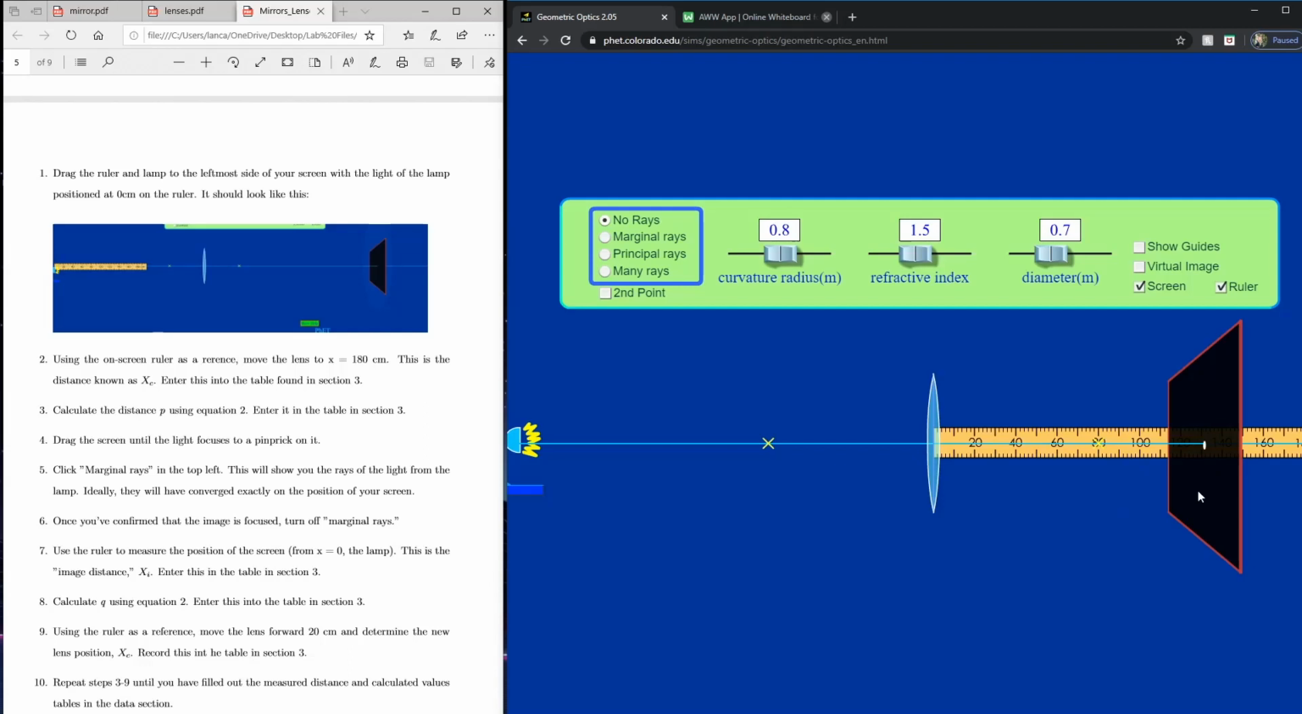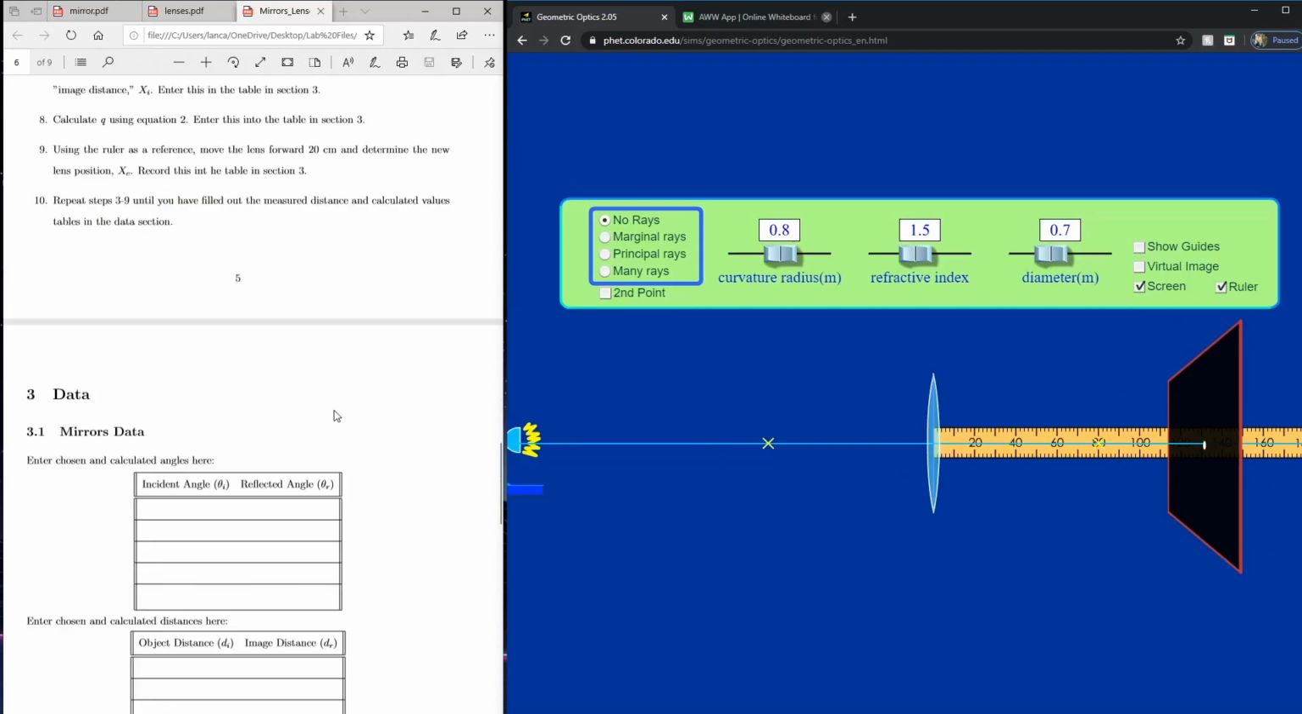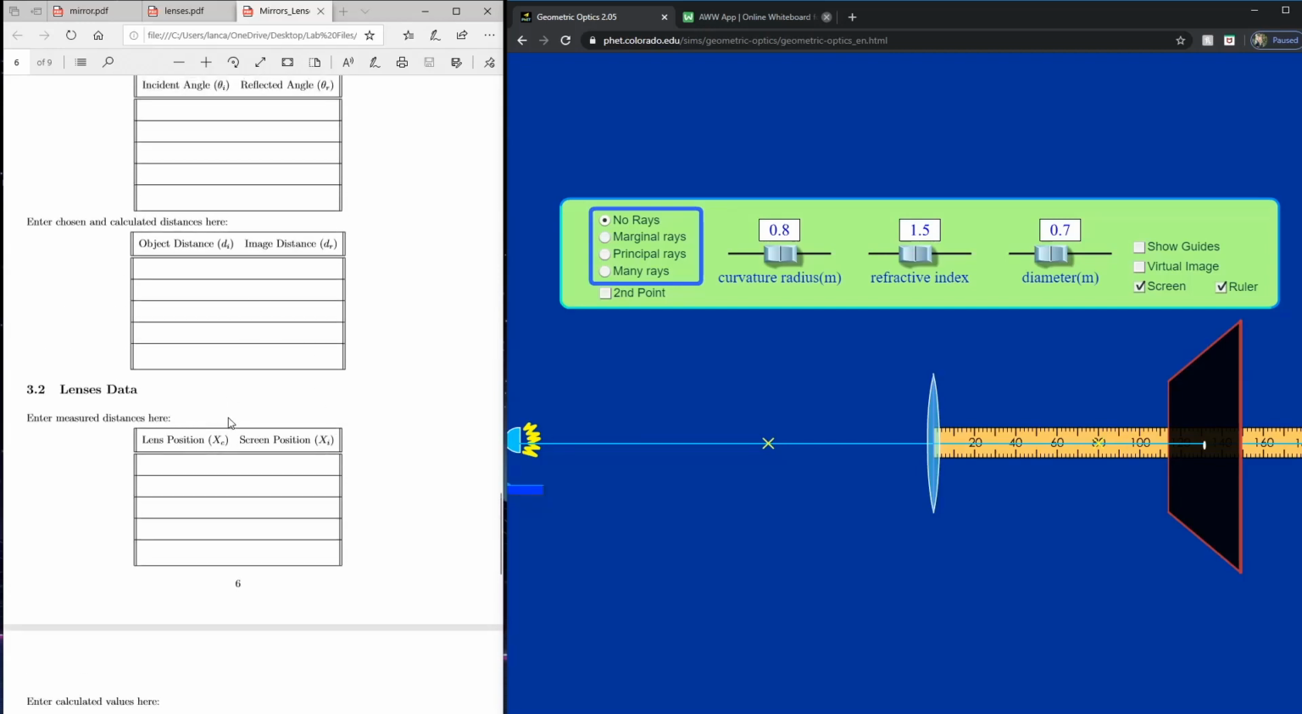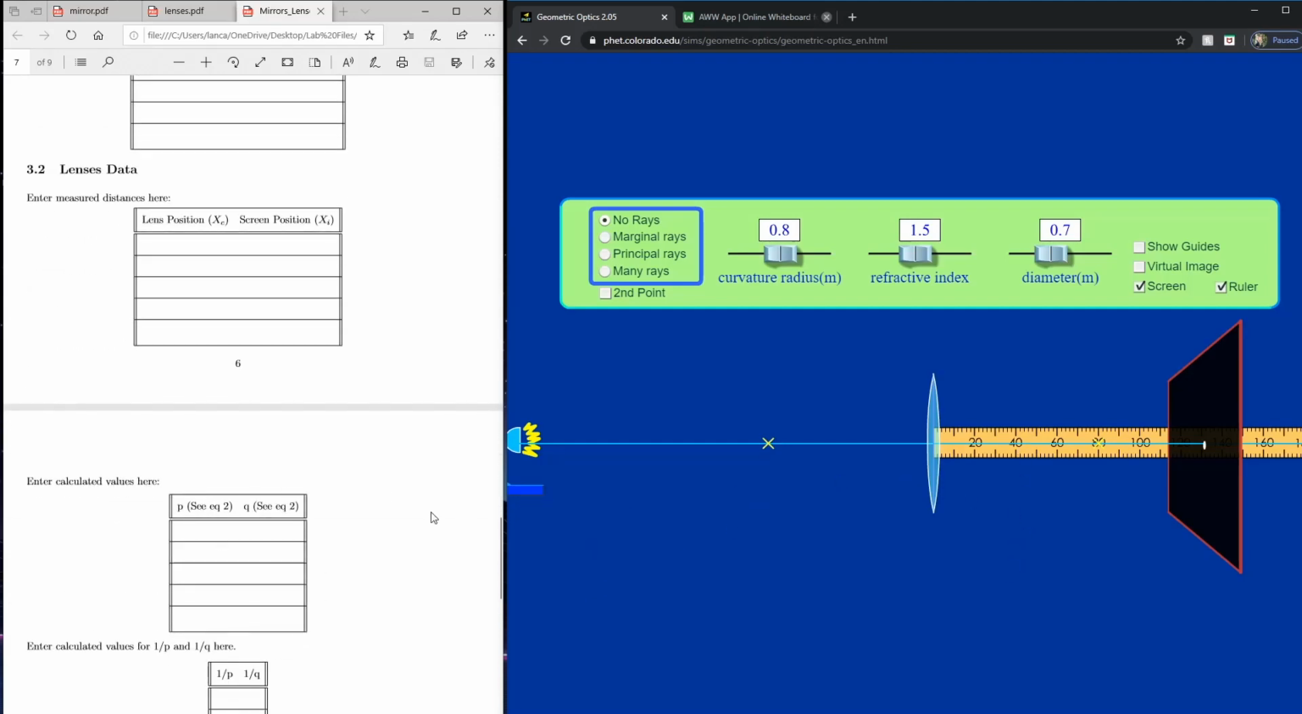Now we're going to measure the distance from the lens to the screen. And in this case, it looks like it's about 130 centimeters. So a little bit closer to the lens than it was last time. So we know that the lens is 200 centimeters away from the light because we just measured that. So 200 centimeters plus about 130 centimeters gives us a screen distance of about 330 centimeters. So go ahead and mark that in your little table here. You've got 200 centimeters for your lens position, and about 330 centimeters for your screen position, and then you can calculate P and Q based on those.